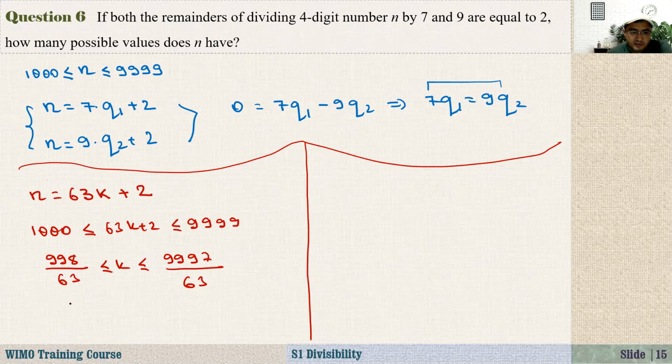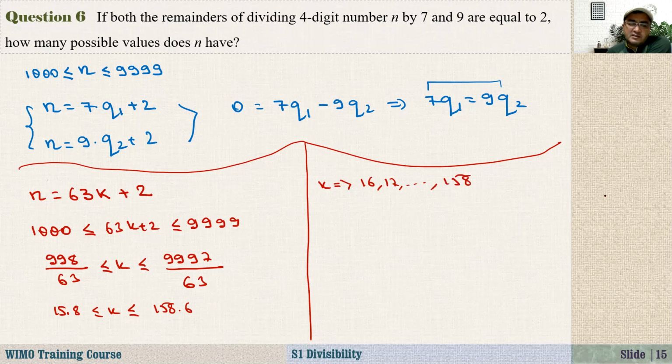And if you divide 998 by 63, it's about 15 point something, okay? It's about 15.8 greater than or equal to k, less than or equal to 9997 divided by 63, which is 158.6. Which means that between this, what are the possible values of k then? Possible values of k are starting from 16, 17, dot dot and 158, right?